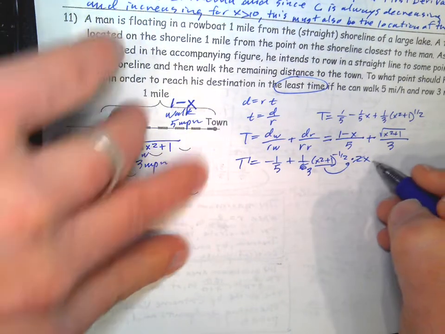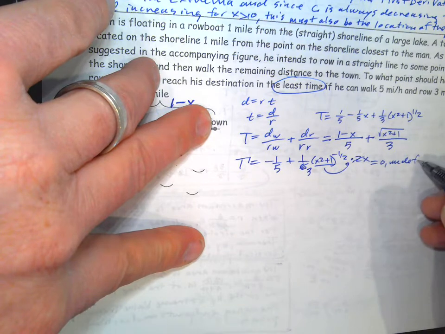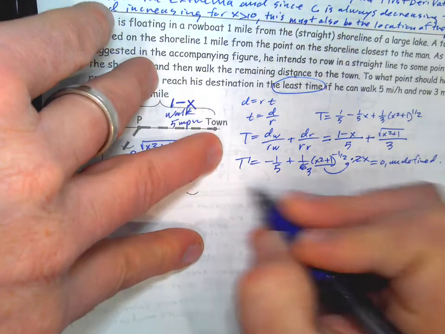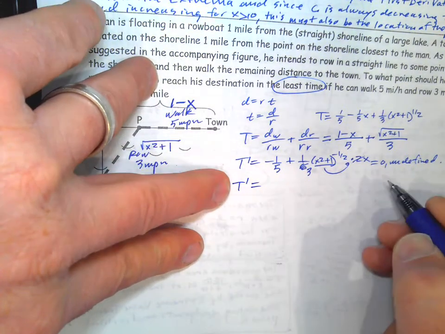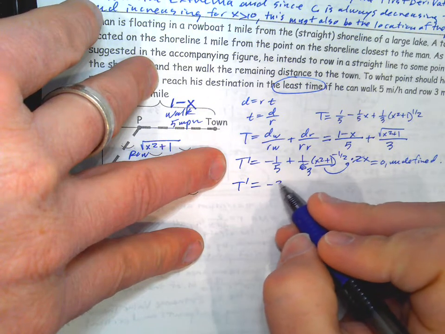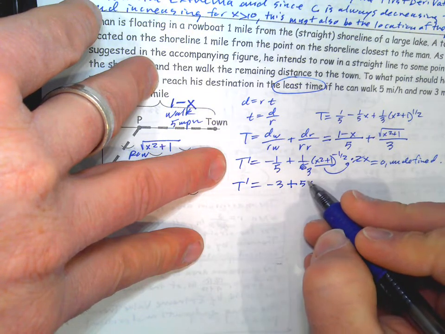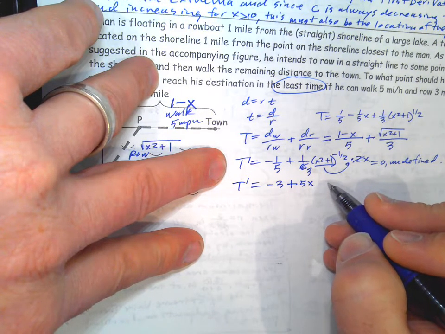Now, we're going to set this equal to 0 or undefined, but this has multiple fractions. We want to combine it all into one big fraction. Otherwise, you're going to lose critical points. So least common denominator would be 15. So it's going to be negative 5 plus 5x. Oh, actually, sorry.